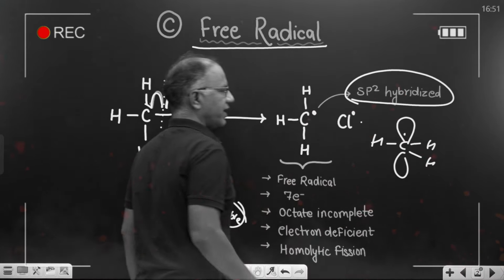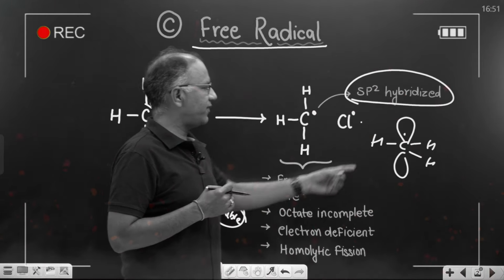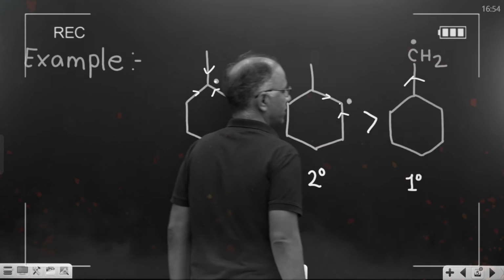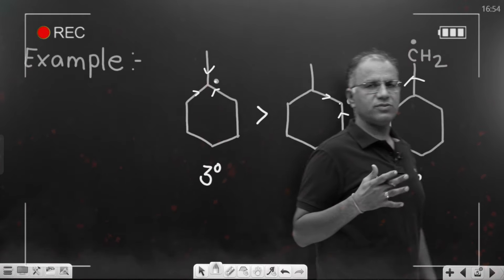So what is the difference between cation and free radical? In cation, this is a vacant orbital, and in free radical, this p orbital consists of one electron. This means 3 degree is more stable than 2 degree is more stable than 1 degree.